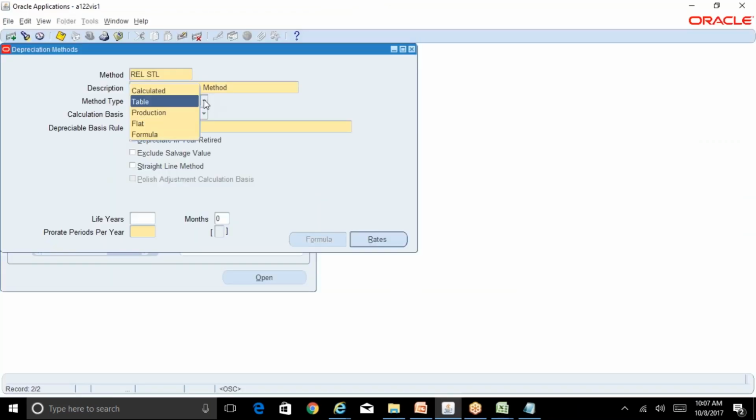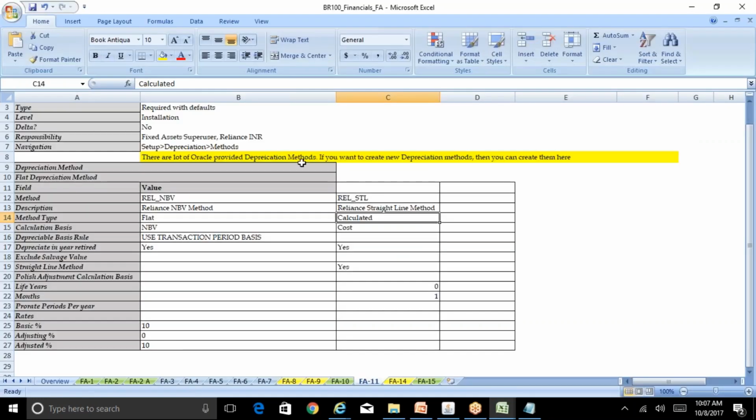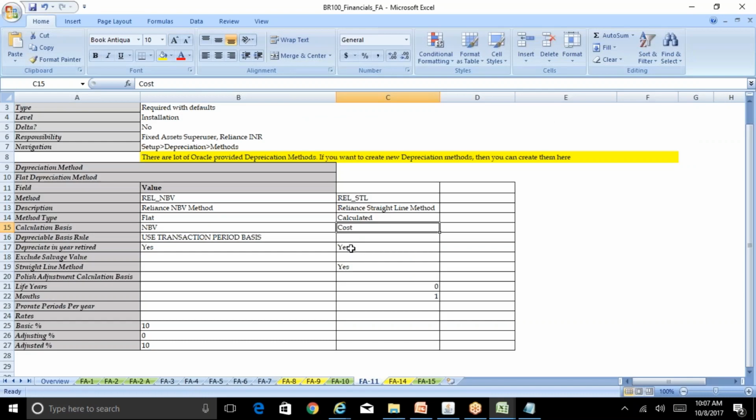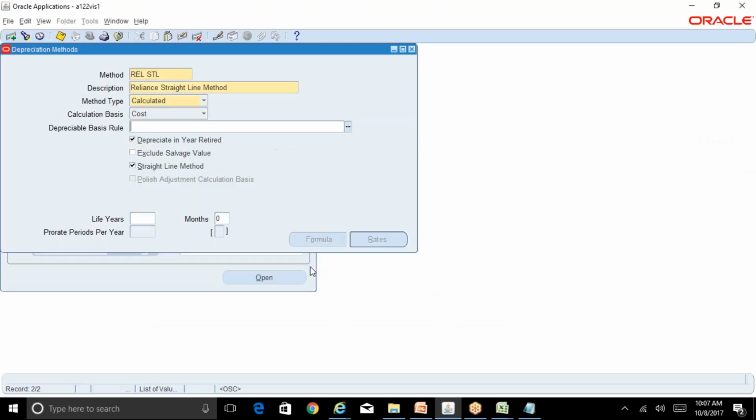So if you ask me how do you know whether it should be calculated or flat, it is based on the testing. And calculation base is cost. And as far as the life and months are concerned, you can just say 1 year. Save this. You need not mention any kind of rates, because as I mentioned, this is the straight line method wherein you specify only life but not the rates.